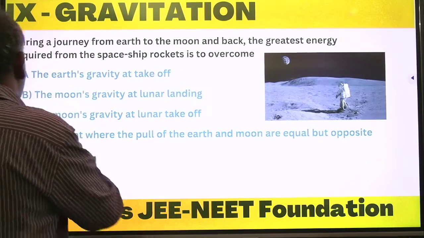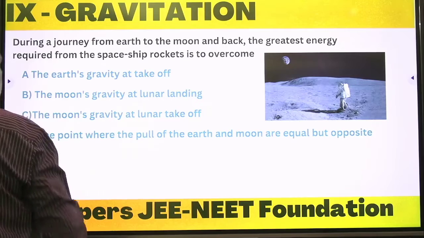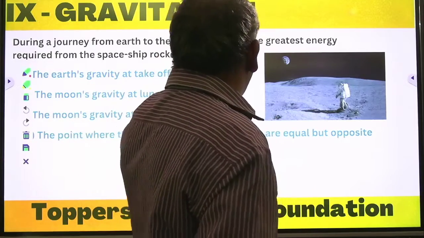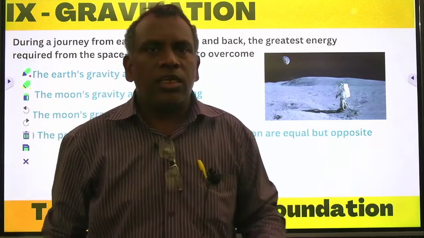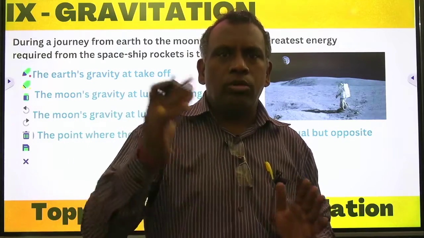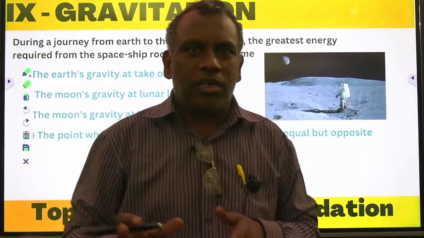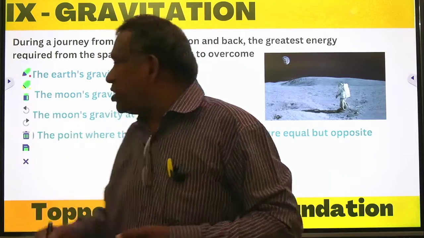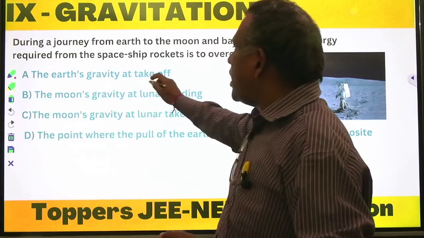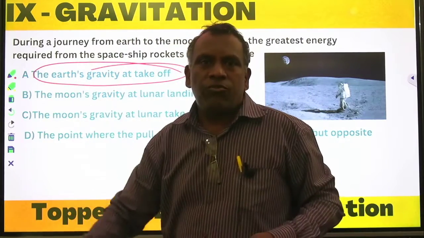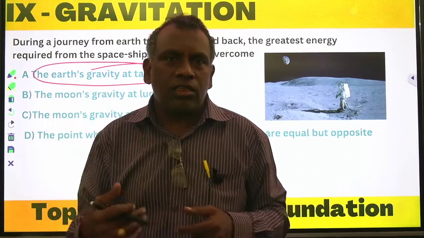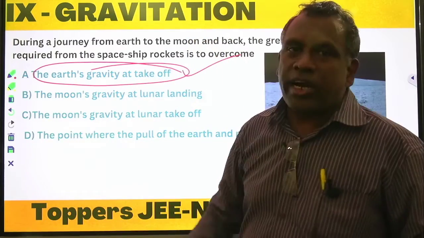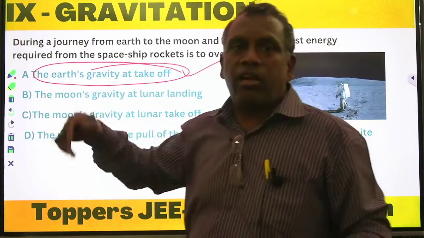Then the 10th question. During the journey from the earth to the moon and back, the greatest energy required from the spaceship, the rockets, is to overcome what? Whenever scientists want to do moon traveling, recently America also is trying to send a person to the moon, what will they take as first priority? The earth's gravity should be overcome. If you don't cross the earth's gravity, you cannot go into space. That is the first thing you have to remember.